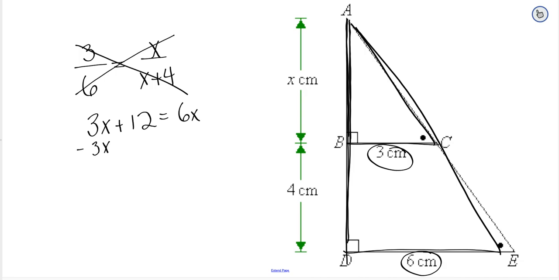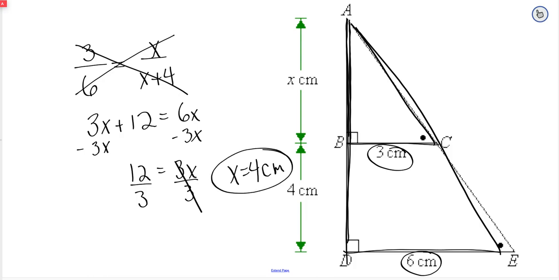So put the x's on one side, and then get the x by itself. Divide by 3, we've got to undo that, okay? So 12 divided by 3, x equals 4. And we want a label because we're given a label, okay?